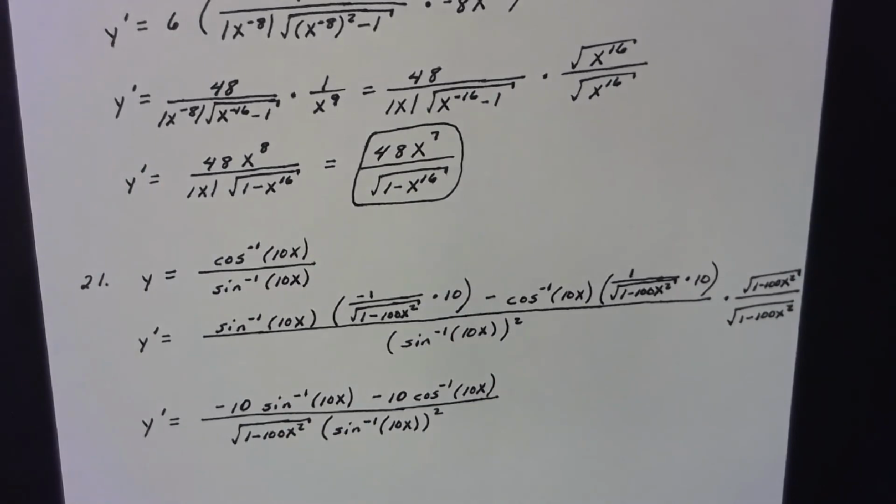You could simplify the trigonometric functions further by recognizing that inverse sine of 10x plus the inverse cosine of 10x is equal to pi over 2, but that's not necessary here. This would be a good final answer as it is.